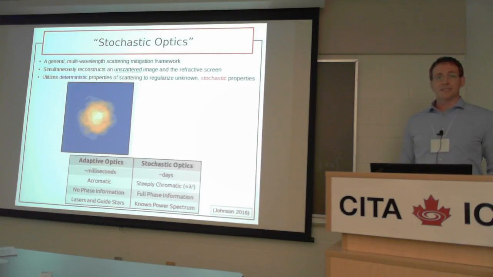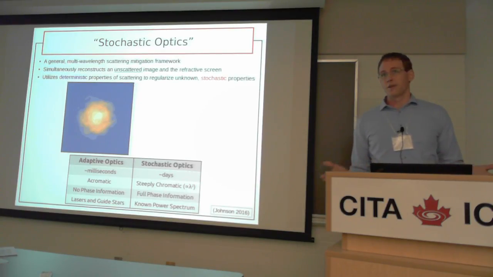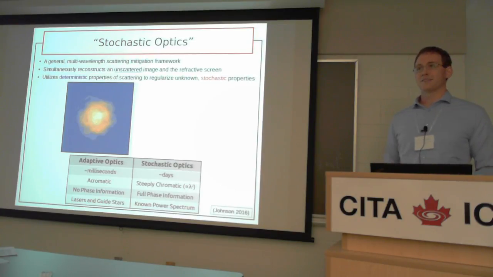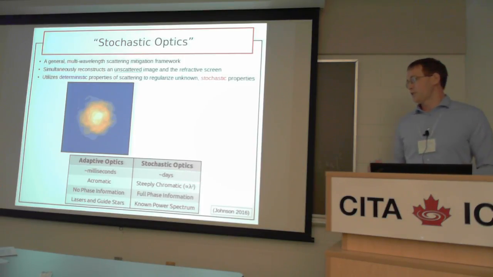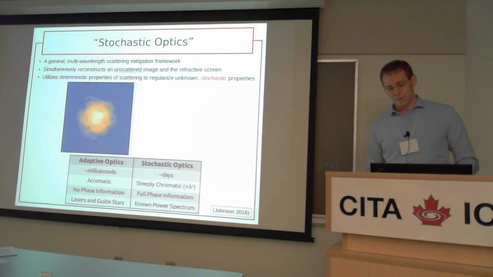And in adaptive optics, of course, they have lasers and guide stars. We don't have that. Even the galactic center magnetar is many orders of magnitude too far from Sagittarius A* to be used for this type of mitigation. But what we do have is a very stable and well-known power spectrum for the scattering. So we can use that to regularize the problem and do much better.